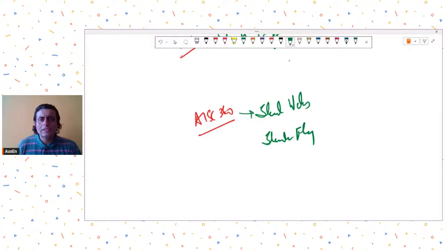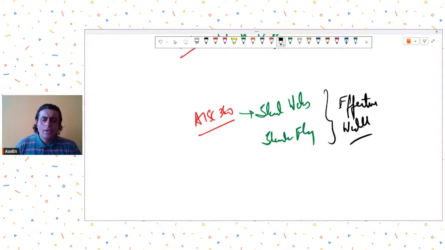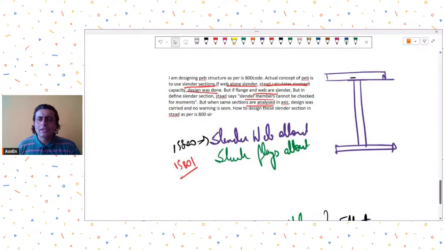For both slender webs and slender flanges, what we have to do is take the concept of effective width. The meaning of effective width is, let's say over here the flange is slender, then this portion, whatever was leading to the slender flange, is ignored in our calculations, and only this particular effective width will be considered.